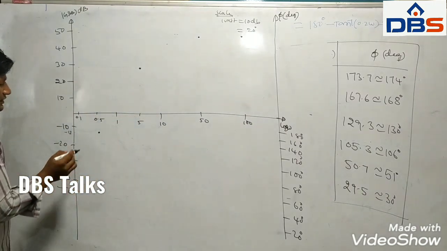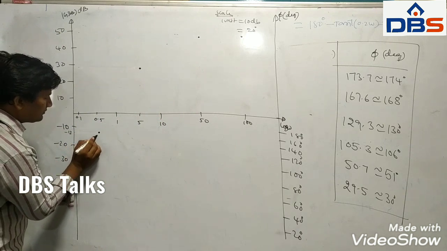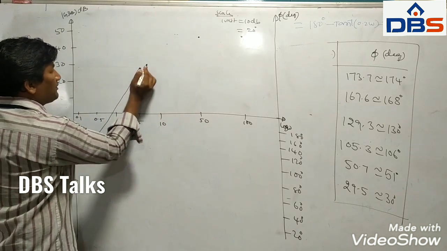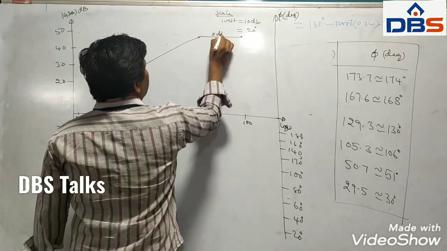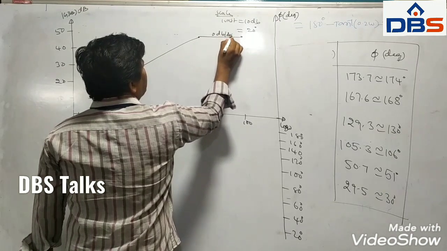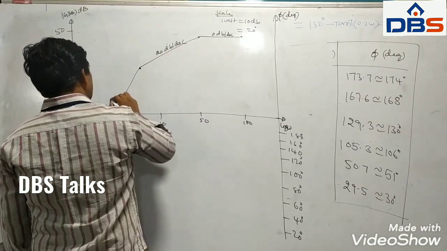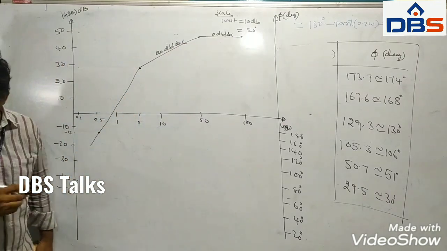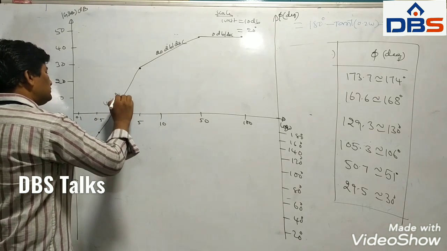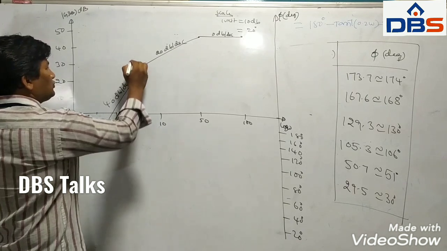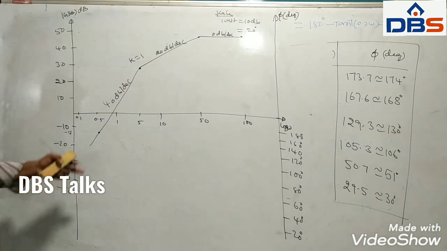Now we have to draw with the help of a scale. A smooth curve will be drawn like this. This is 0 dB per decade here, change in slope, here 20 dB per decade, here 20 dB per decade, here 40 dB per decade. So this graph is for k equal to 1. Now draw the phase plot.